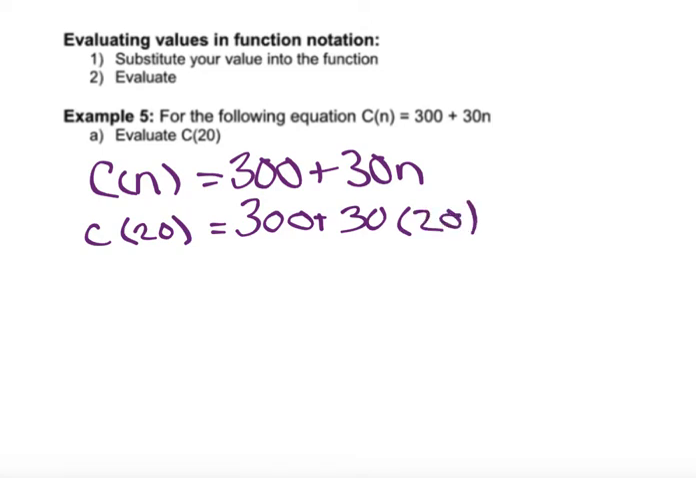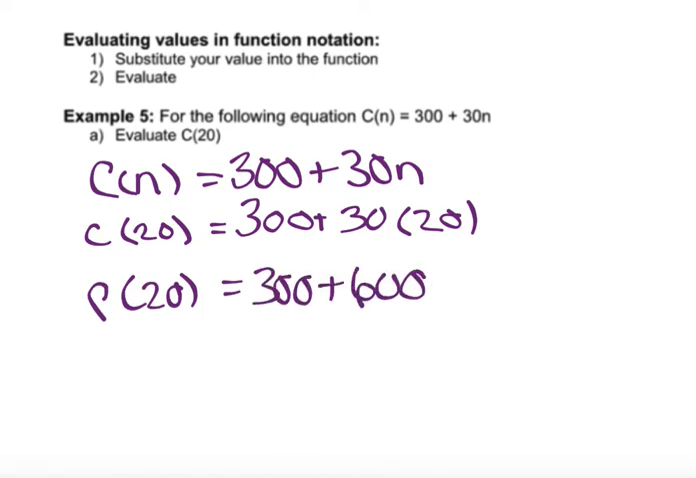And now what I can do is I can add, subtract, multiply, divide, do what I need to do to make this work. So c of 20 is now equal to 300 plus 600, which means it's equal to 900. So c of 20 is equal to 900. So the value of c when your value of n is 20 is 900.